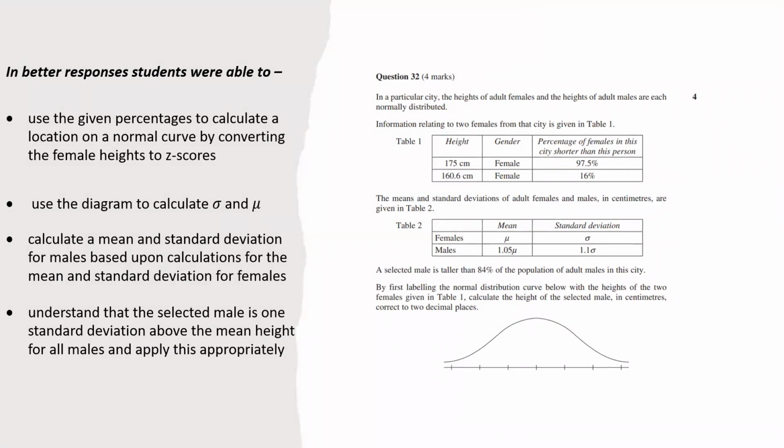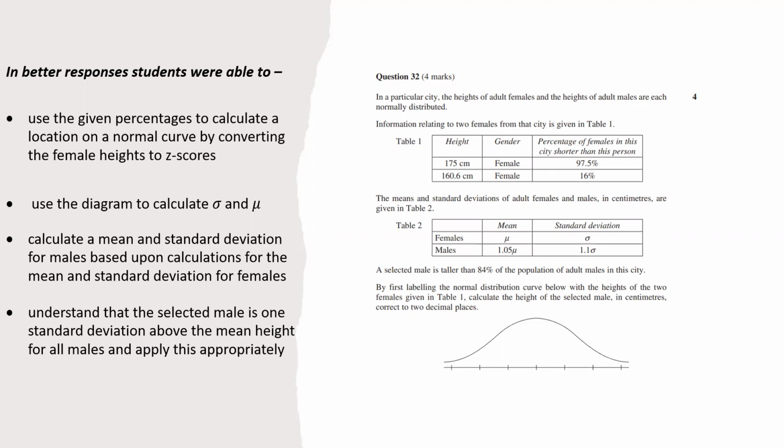The better students were able to use the given percentages to calculate the location of the normal curve by converting the female heights to the given z-scores. They could use a diagram to calculate the mean and the standard deviation quite well for the female cohort. Then they could calculate a mean and standard deviation for the males based upon the second table given.